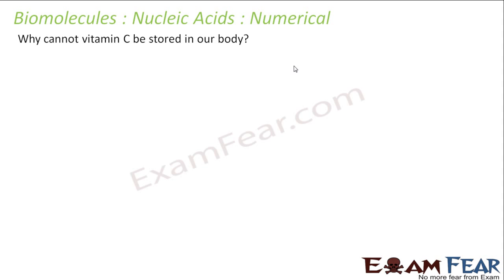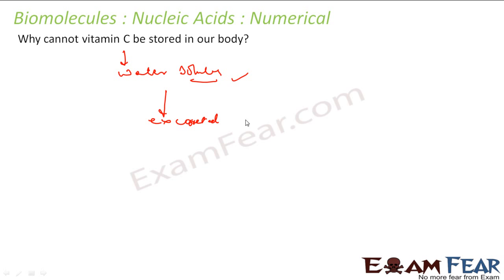Let's take some numericals. The first is why vitamin C cannot be stored in our body. Pretty easy. Vitamin C is water soluble. Since it is water soluble, it dissolves in water easily and can be easily excreted by urine, right? So it cannot be stored in the body.